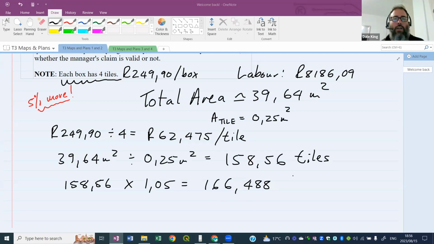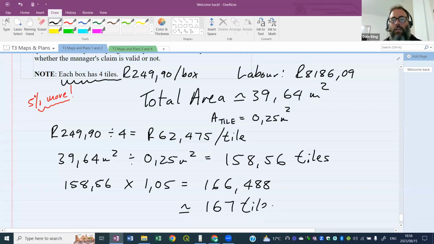If you go down, yes, I know the hands are up, guys are screaming. You don't go down, because if you go down, you're not going to have enough tiles. So you've got to go up. Always. When you're trying to finish a job with paint and tiles and things like that, you've got to round up. Okay. So we need 167 tiles.